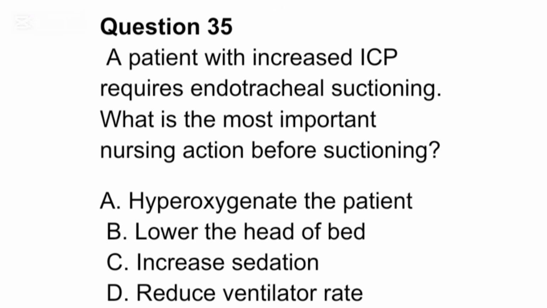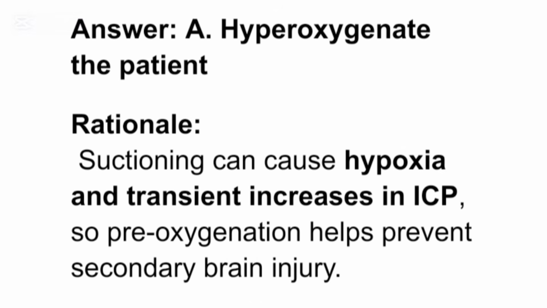Question 35. A patient with increased ICP requires endotracheal suctioning. What is the most important nursing action before suctioning? A. Hyperoxygenate the patient. B. Lower the head of bed. C. Increase sedation. D. Reduce ventilator rate. Answer: A. Hyperoxygenate the patient. Rationale: suctioning can cause hypoxia and transient increases in ICP, so pre-oxygenation helps prevent secondary brain injury.